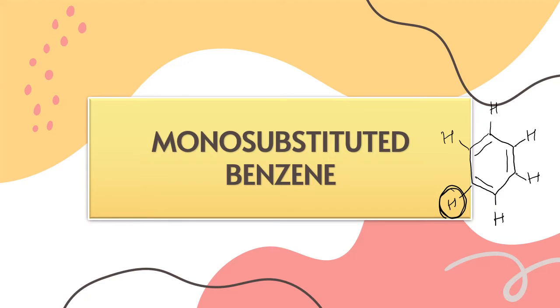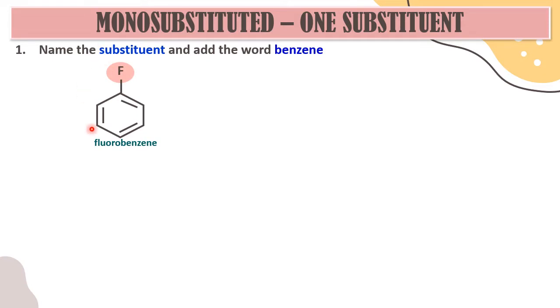So now let's take a look. For monosubstituted benzene with one substituent, first we're going to name the substituent and then add the word benzene. For example, this structure. We have a benzene, the aromatic ring, and one hydrogen is substituted with fluorine. So the name of this compound will be fluorobenzene. Fluoro in front to show that it is from the halogen group, and then benzene to show our aromatic ring.